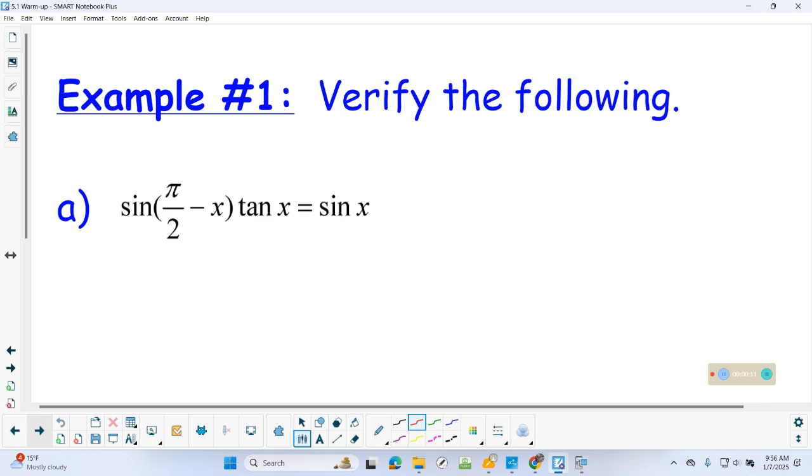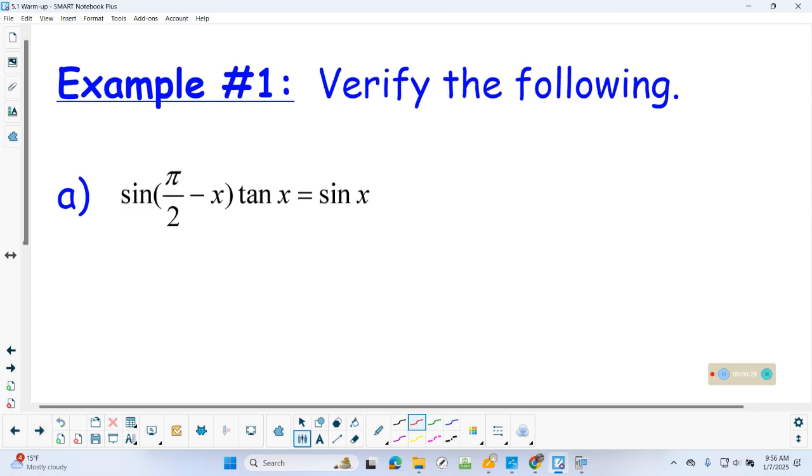It says verify the identity. Here's why I say this is one of my favorite things to do. You know the answer. You have to do the work and show me why it is equal to sine over x using your identities. It's kind of like mini proofs. You know, I love proofs from geometry. Okay, so here we go.